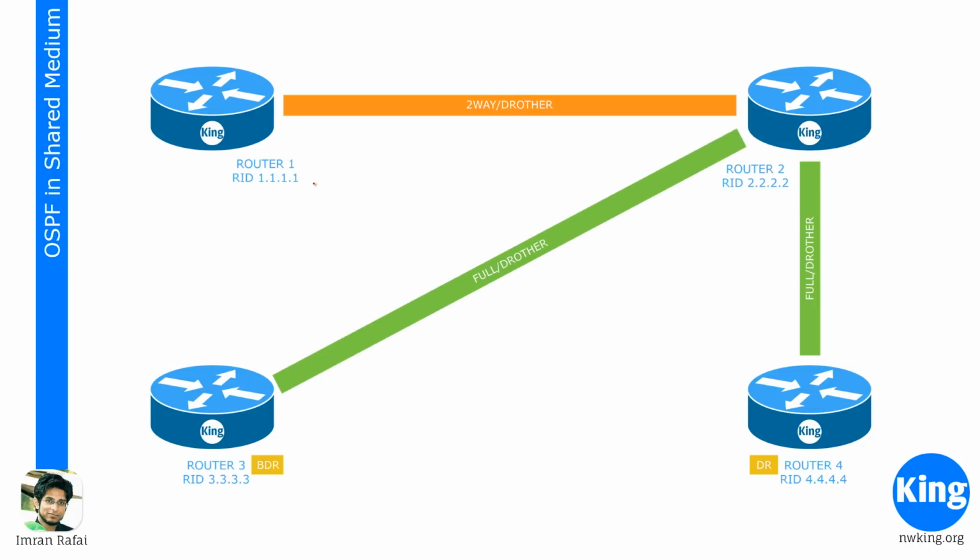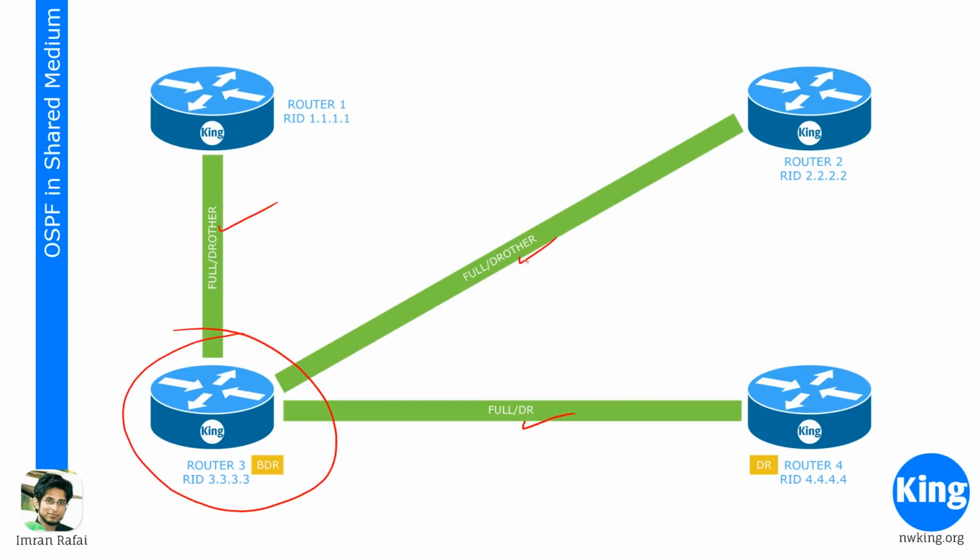If you look at it from router 2's perspective, right, this is full. Now this is wrong again. It should be full DR because that's a DR device that it's connected to. And this is also wrong. This should be BDR.